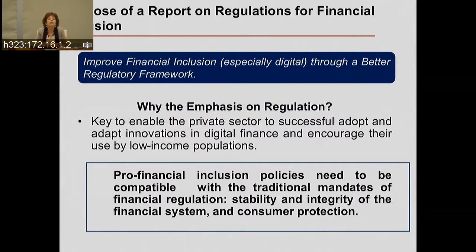We are very aware that there are many constraints for financial inclusion, and that one of those is financial regulation. And the focus of the Center for Global Development report is on financial regulation. And why is that? Because, as the previous presenter made clear, there is no way that any activity in the financial system takes place without a regulation that enables it.